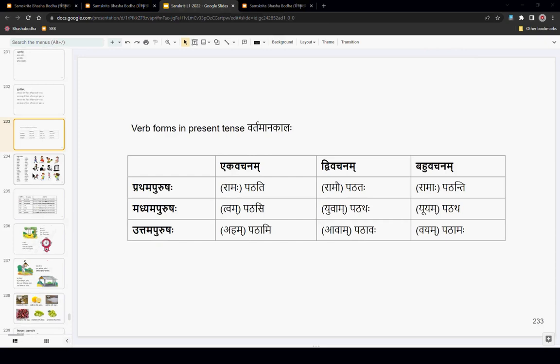So I think it's not very difficult to understand. If you think like that, that's it. From my perspective, if you think that the preposition is already included, embedded in the vibhakti, it is the same thing.